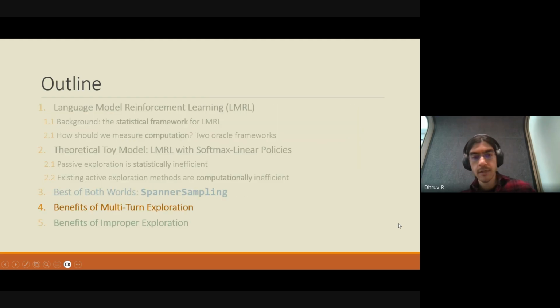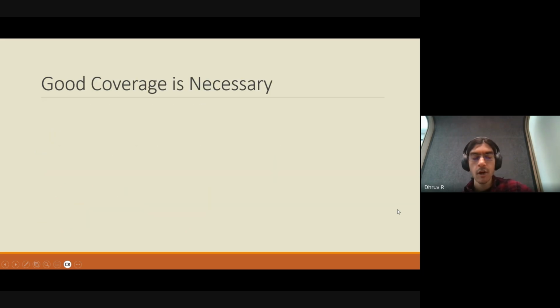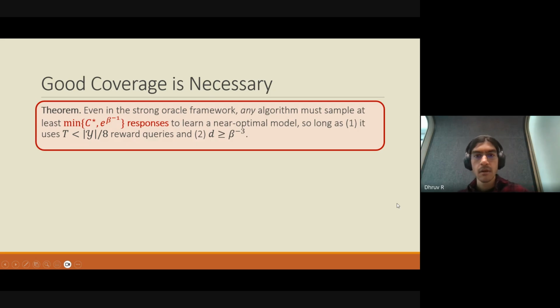Okay, so that was spanner sampling, which showed us that we can get our statistical complexity independent of coverage, and our computational complexity to scale polynomially with coverage. But of course, this is not the end of the story, because you would hope to ideally avoid paying coverage anywhere. You might think of coverage as quite large. One thing we can show is that without additional structural assumptions, you cannot do better in some sense. So actually, even in the strong oracle framework, any algorithm needs runtime scaling with C star, unless it's doing exhaustive search in some other way.